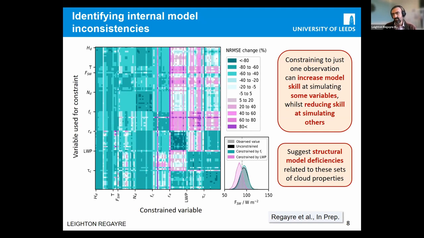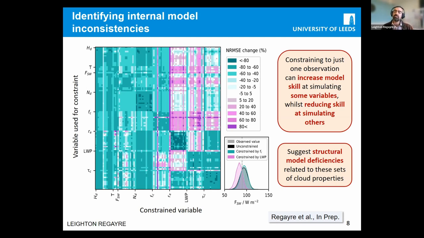And what stands out here is this purple section on the right, the pinky purple section, which is indicating that there's a decrease in model skill for those variables on the x-axis. And this is telling us that there's some inconsistency between this set of variables, the hemispheric difference in cloud drop concentration, some transects from stratocumulus to cumulus, and these that we've measured over a number of different months. There's some inconsistency between how they're represented and these three down here, effective radius, liquid water path, and cloud optical depth. So we've highlighted this discrepancy, this internal model inconsistency.